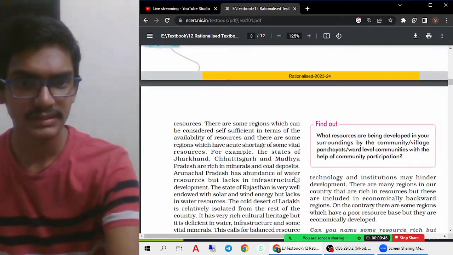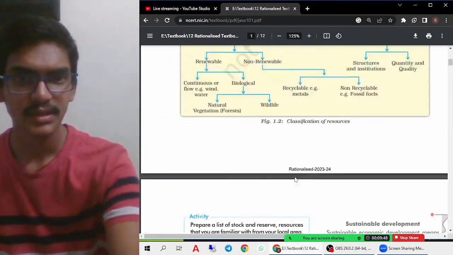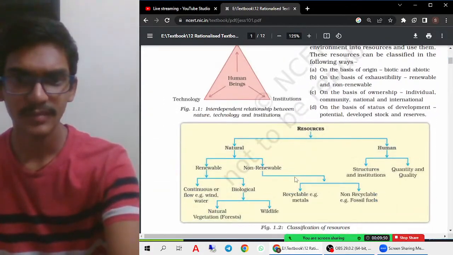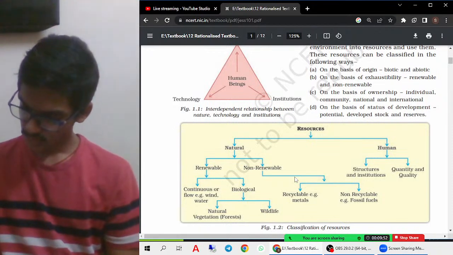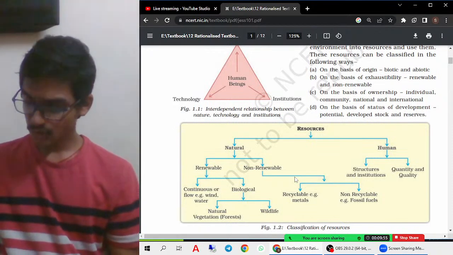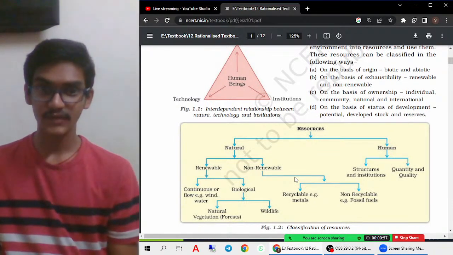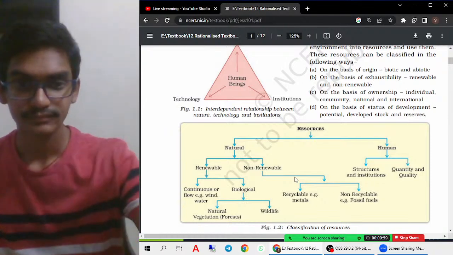Because this is an updated textbook, nothing is mentioned in it, so I will try to explain everything to you. So based on origin, a very important thing, how the resources are classified. So if you see here.